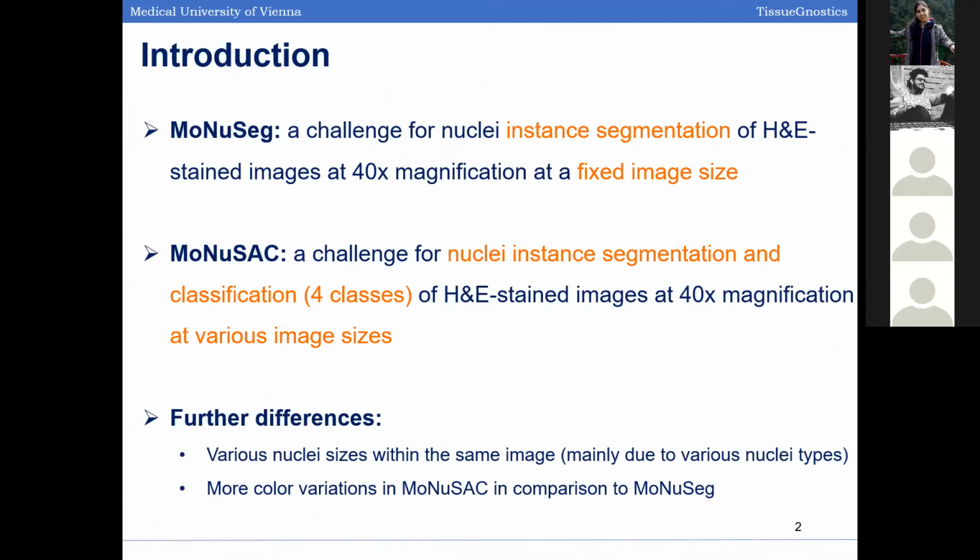There are also other differences between this new challenge and the former challenge. In the new challenge, we have various nuclei sizes within the same image, mainly due to various nuclei types. And we also have more color variation in the new challenge in comparison to the former challenge.